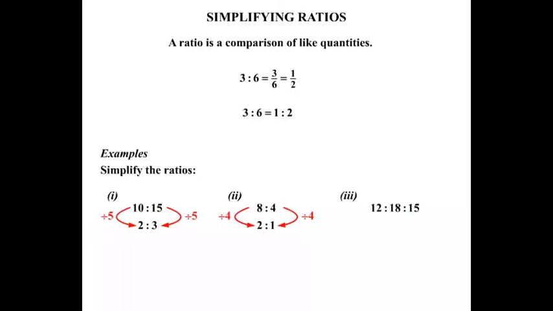Our third ratio there is 12 to 18 to 15. It gives an idea there. It's not always just two numbers involved with ratio. It can be more than that. Most often it's 2, but it can be more.